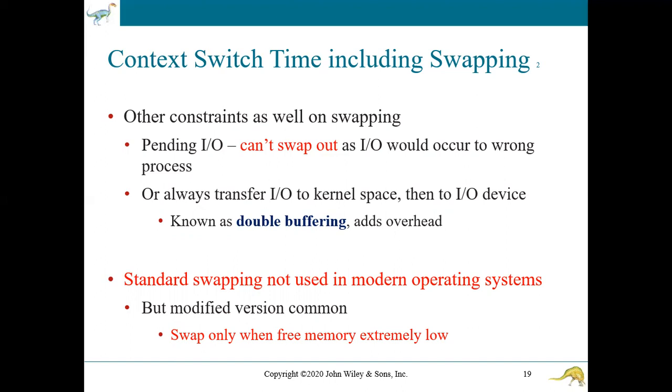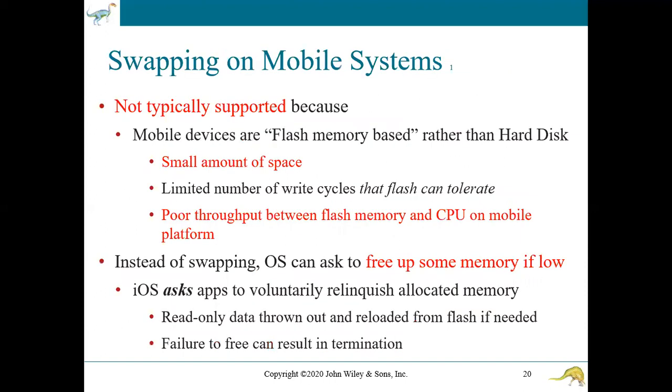So you would like to avoid this. Transferring the IO to the kernel space and then to the device is like two-way buffering: you're giving it to the kernel to do the work for you. You don't want to waste your kernel space. Sometimes you can't swap out right away. Somebody has to safeguard that, which is the kernel, and it will use its own memory to do that. Standard swapping is not used in modern operating systems.